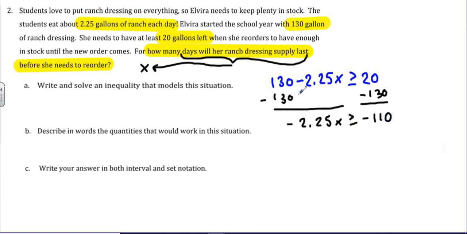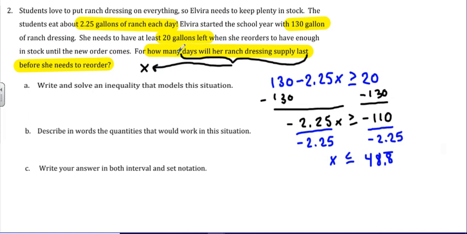My next step is to divide by negative 2.25 on both sides of the inequality sign. And since I'm dividing by a negative here, I need to change my sign from greater than or equal to, to less than or equal to. And that is 48.8 repeating.